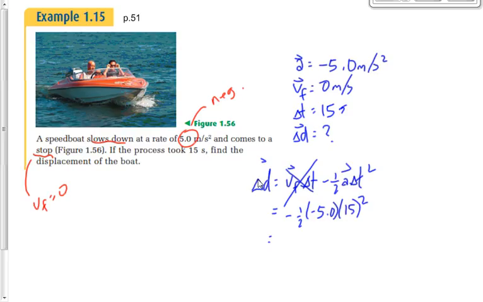225 times 5 is 1125. Times a half is 562 and a half. Is that right? 562.5 meters. Yeah, I think that's right. 562.5 meters. Oh, good question. Good question. Is that negative or positive?